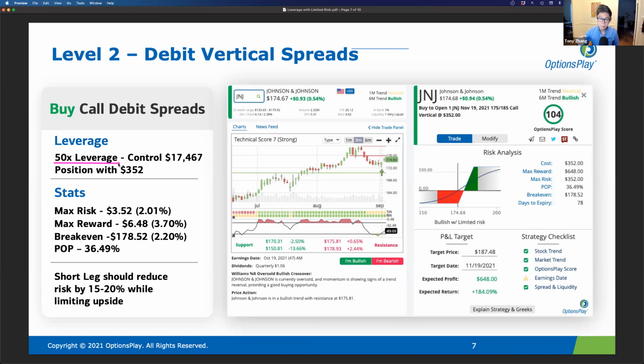So by selling that premium, I'm going to collect some money. That's going to reduce my overall risk. It's going to reduce the capital that I need to get into the trade. And that increases my leverage. So what it does is that it decreases my risk. Before I was risking about 3% of the underlying stock's value. Now I'm only risking 2% of the underlying stock's value.